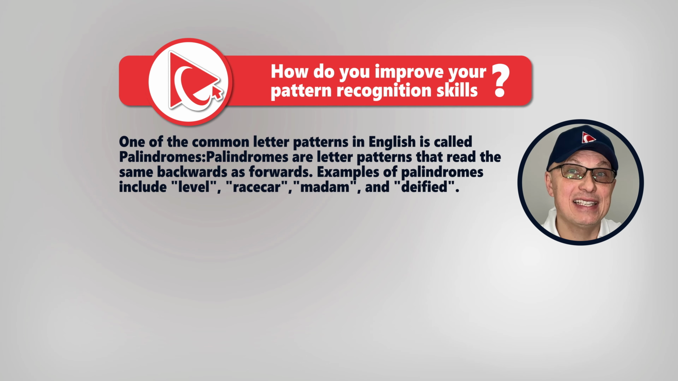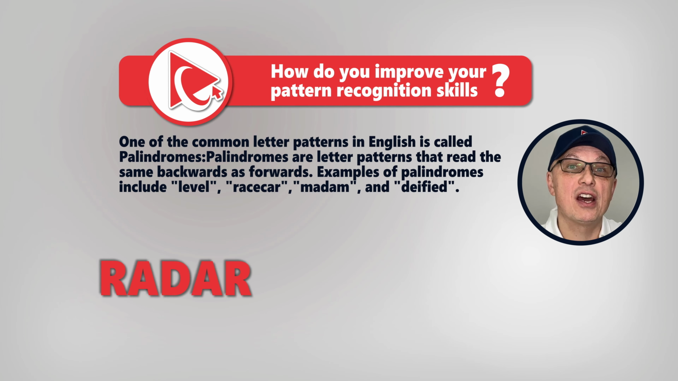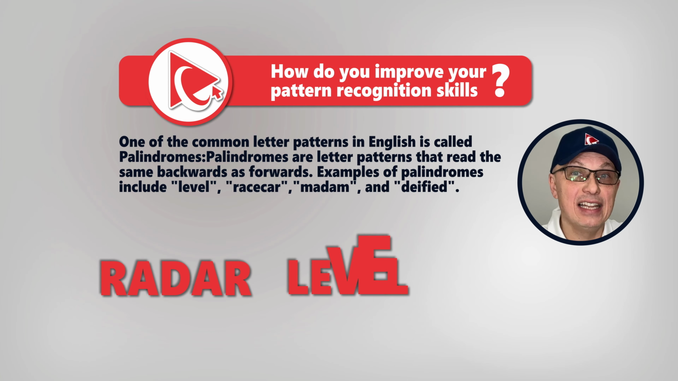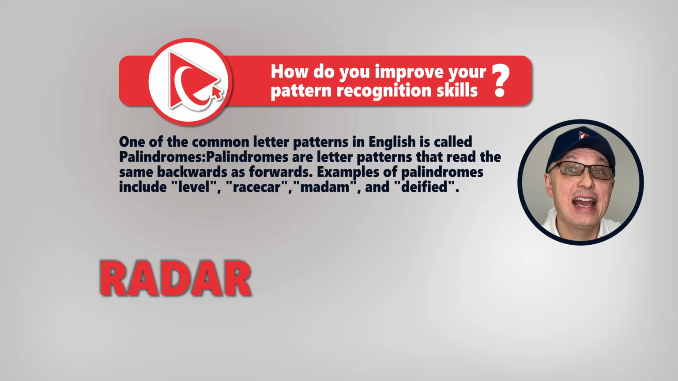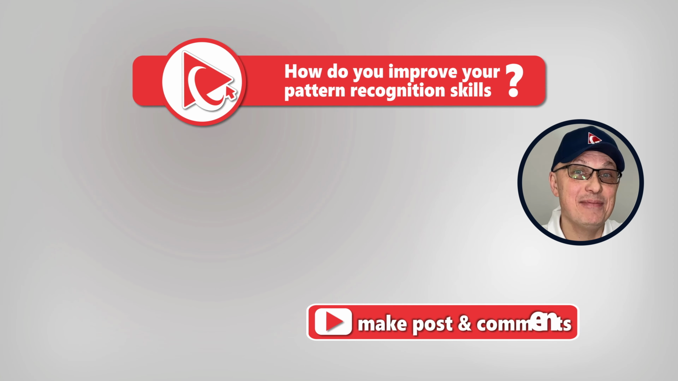Let's look at some key examples of the words used in the test. For example, words radar, civic, level, race car, henna, madam, noon, pop, eve, kayak, rotator, stats, tenet, wow, and a lot of others. Do you know any other interesting palindromes that I didn't mention here?